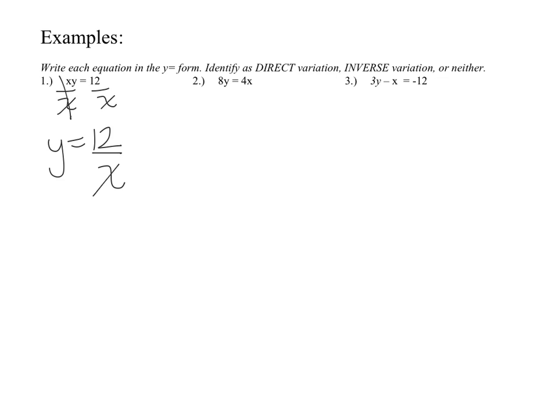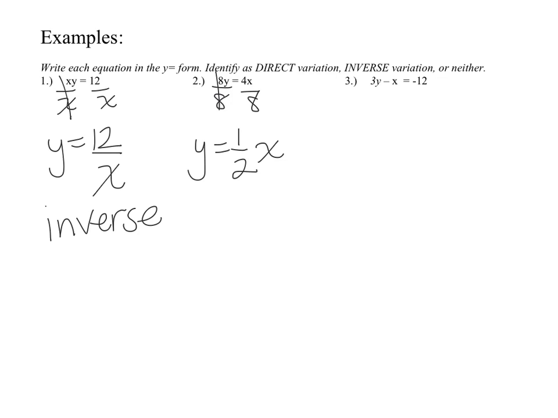So what do you think? Direct, inverse, or neither? That's in the form y equals k over x, right? So that one is inverse, and the constant is 12. Okay? Next one. To get y alone, I'm going to have to divide both sides by 8. And then, of course, the 8's cancel out, and you get y equals 4x over 8. That can be reduced, right, to 1 over 2, right? So we could say that this is x over 2, but remember, we can also write that as 1/2 x.